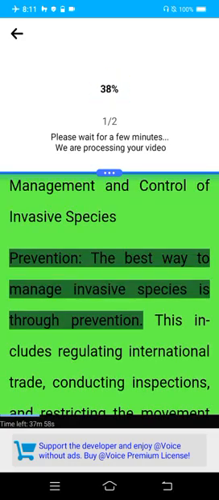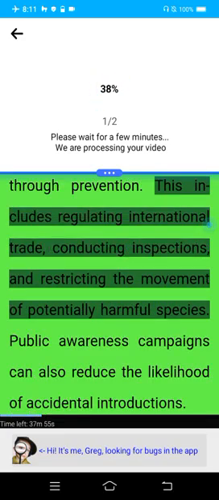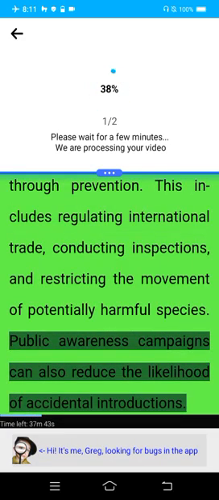Prevention. The best way to manage invasive species is through prevention. This includes regulating international trade, conducting inspections, and restricting the movement of potentially harmful species. Public awareness campaigns can also reduce the likelihood of accidental introductions.